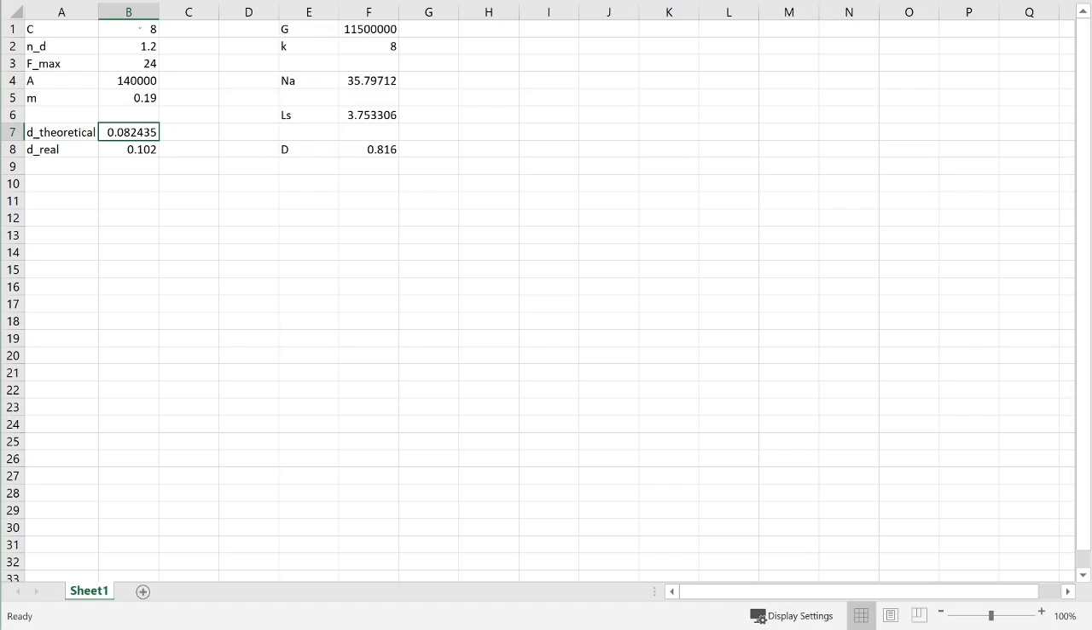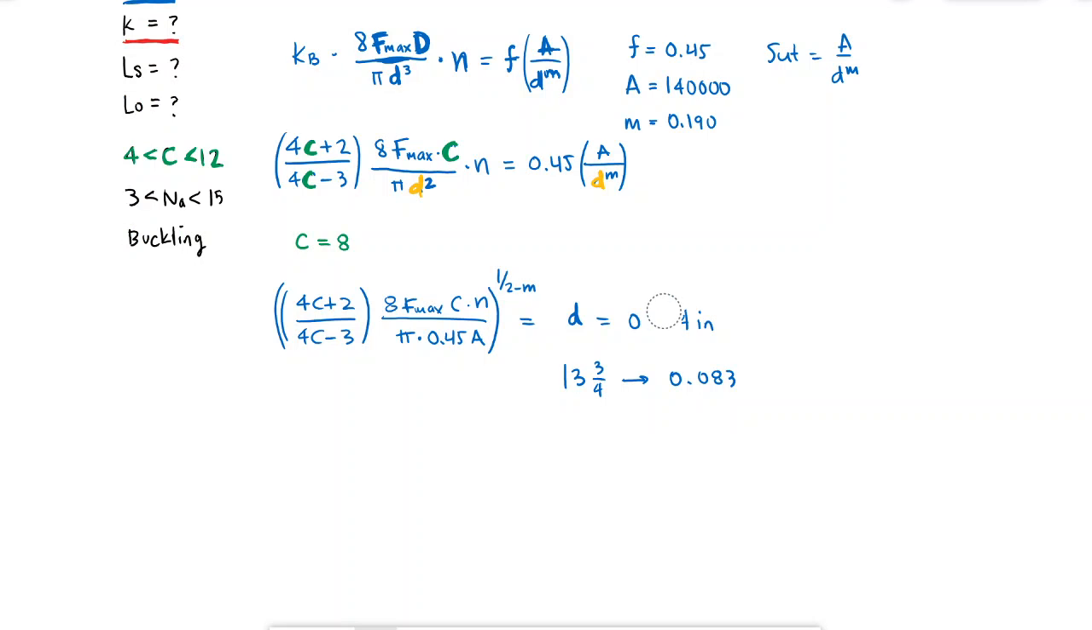So yes, this was a 0.08. Sorry, I missed this. Theoretical one had an extra 0 in there, 0.824. Okay, so since this one's slightly larger, that's gonna work.